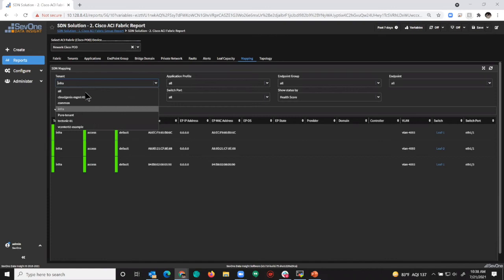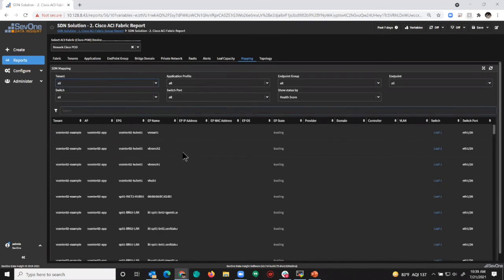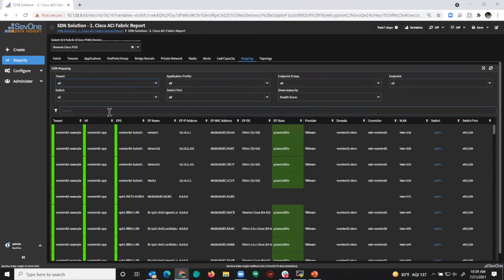So let's do the all here. So now I have the ability to say, I have an endpoint that is a specific IP address. I want to find that specific IP, and I want to see essentially, here's the logical side, and then where is it physically connected into the fabric, what leaf switch and what switch port, right? And what VLAN is in use. So this is really powerful.